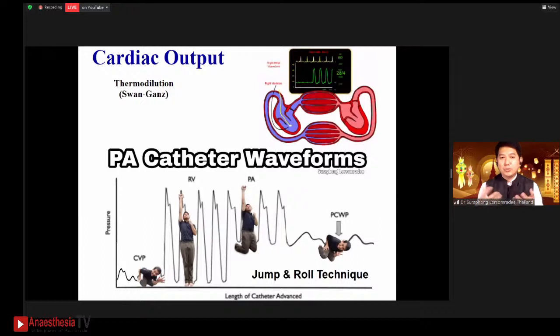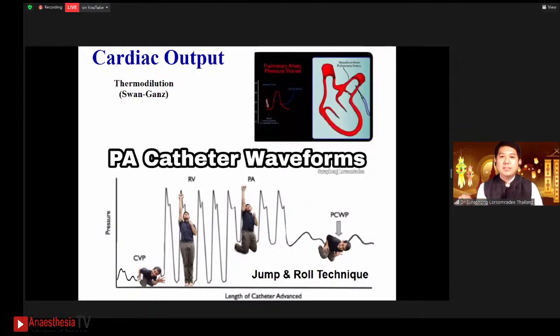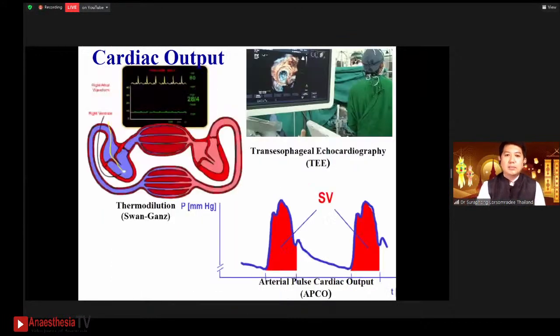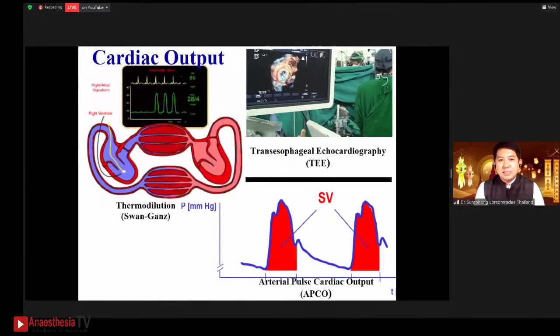But how can we get the stroke volume? We can get stroke volume from the traditional approach like Swan-Ganz technology, and how to put in the Swan-Ganz may be invasive and takes technique. But in my technique, I use the jump and roll technique, following the waveform. If the waveform changes like this, it will be going to the proper position. However, the cardiac output can come from another technique as well.